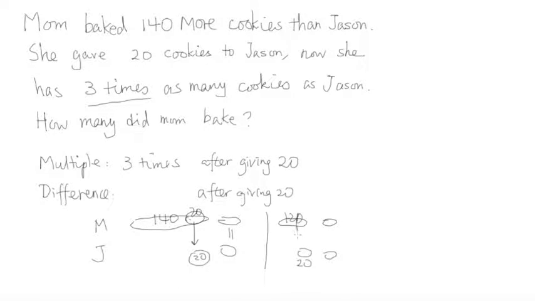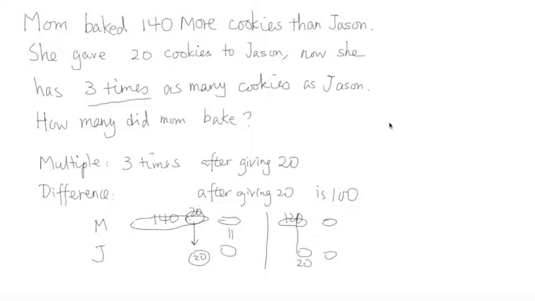And so the difference is 120 minus 20. The difference is 100. And after this little analysis, we understand that the difference is 100 and the multiple is 3 times. Now we can use the typical picture.